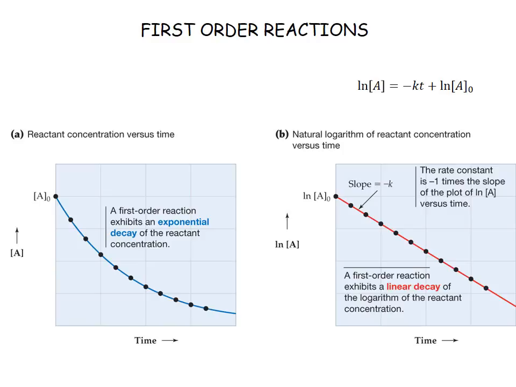Now the left-hand graph is meant to show you that if you thought it had been a zero-order reaction and you had plotted, instead of natural log of A, just the concentration of A as a function of time, you would not get a straight line. You would get what we call an exponential decay, where it decreases rapidly at first and then levels off later. So that is not linear.